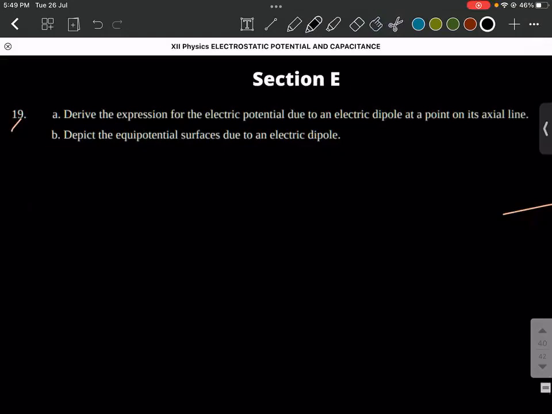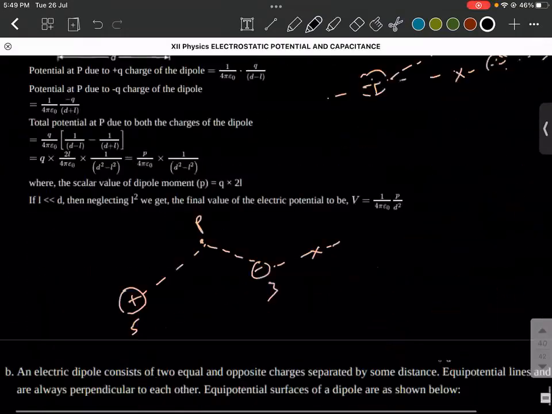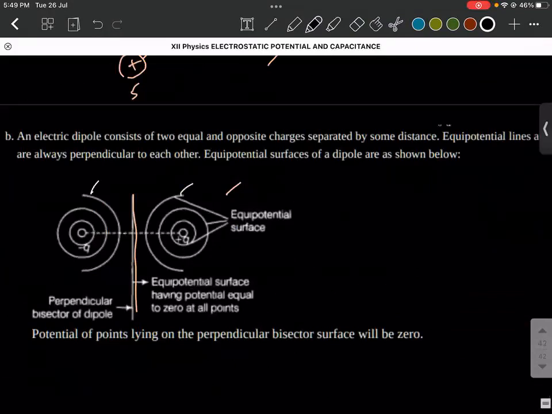So this one you can do now. Derive the expression for electric potential due to an electric dipole at a point on its axial line. Can you do that? So what is the value, guys? Kp divided by R cube. So depict the equipotential surface due to an electric dipole. So for the electric dipole, again you will have something like this. In between, the equipotential surfaces will not touch each other.